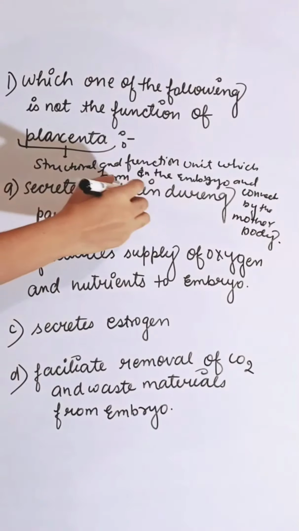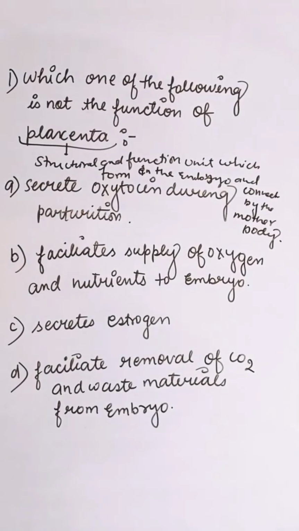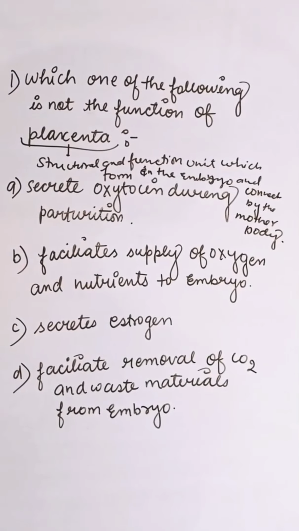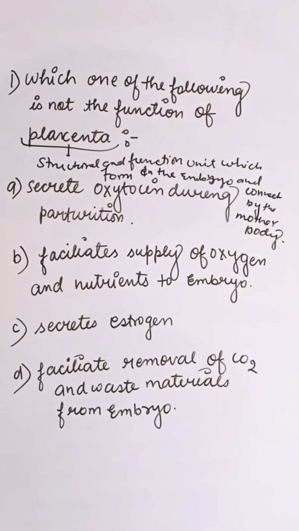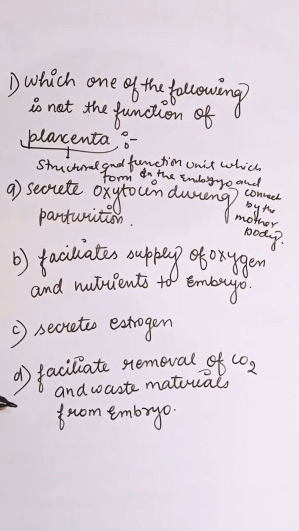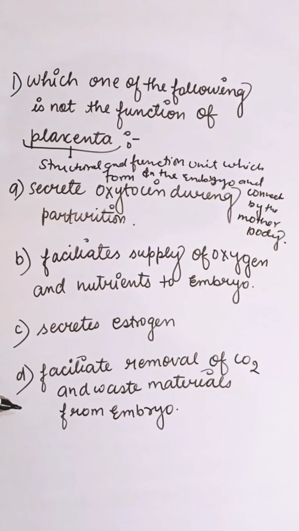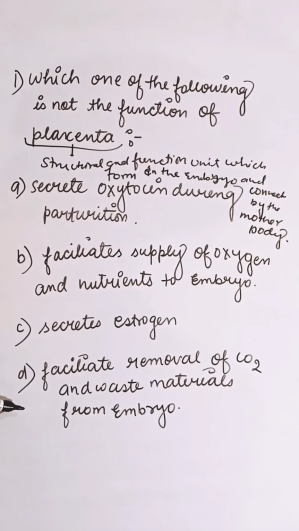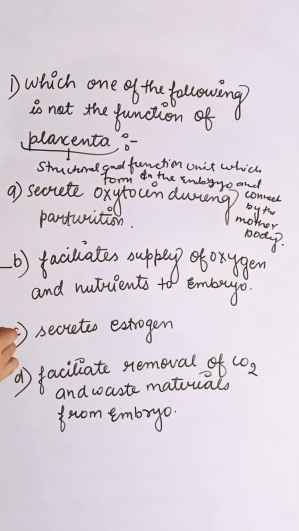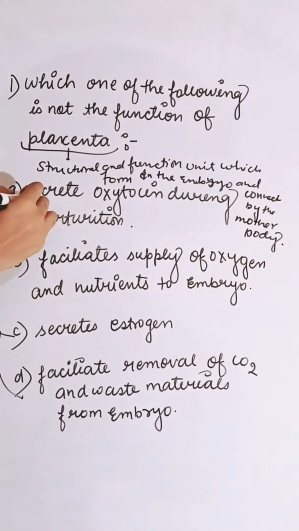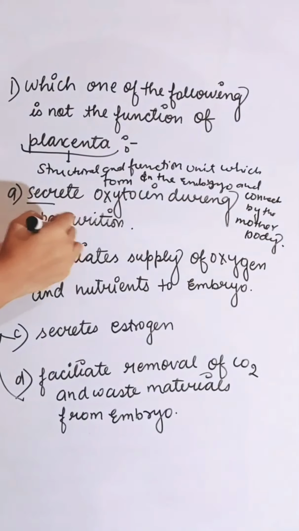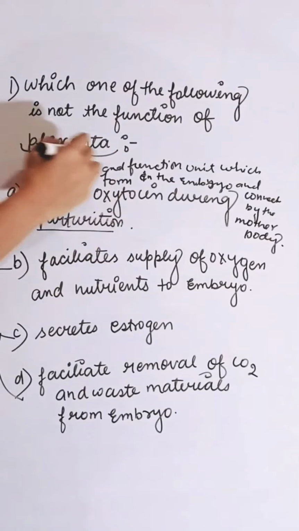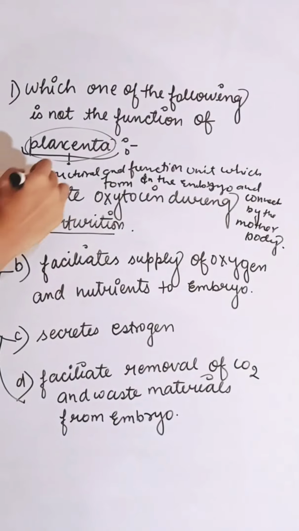First option, secrete oxytocin during parturition. Second is facilitate supply of oxygen and nutrients to embryo. Third is secrete estrogen. Fourth is facilitate removal of CO2 and waste material from embryo. These all are the functions of placenta, but secretion of oxytocin during parturition is not a function of placenta. So correct answer is A.